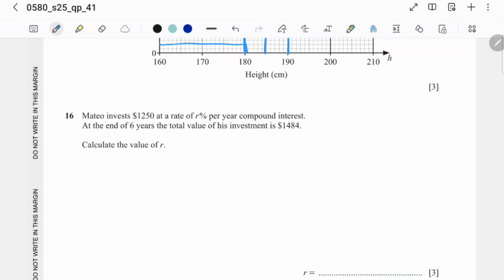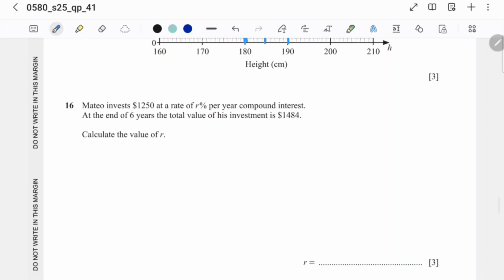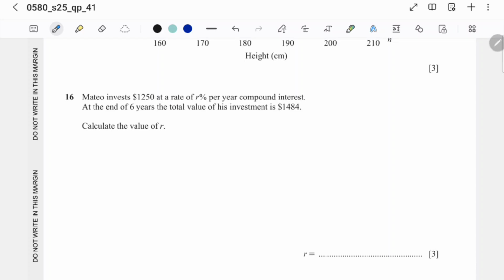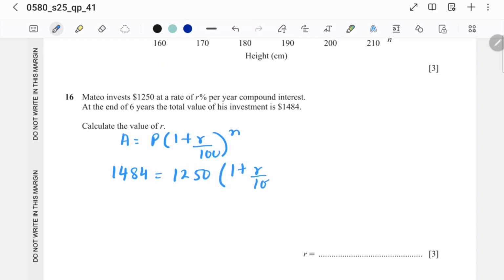Now the next one, the 16th question: Matthew invests 1,250 at a rate of R% per year compound interest. At the end of 6 years, the total value of the investment is 1,484. Calculate the value of the rate. The amount is equal to P times 1 plus R over 100 to the power n, which is the formula for compound interest. The amount is 1,484. The principal is 1,250, and then 1 plus R over 100 to the power of 6 years.